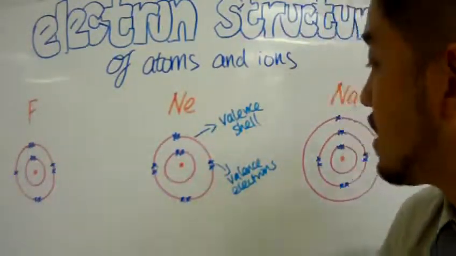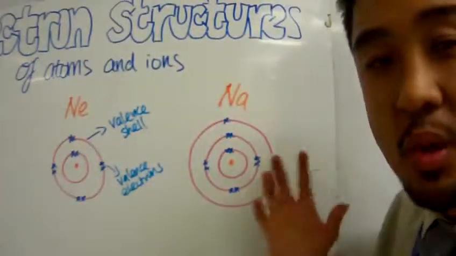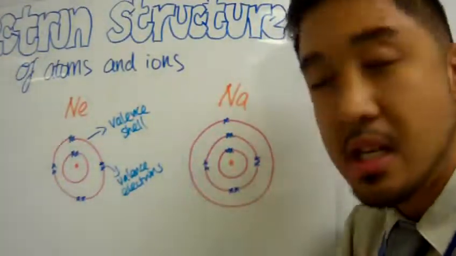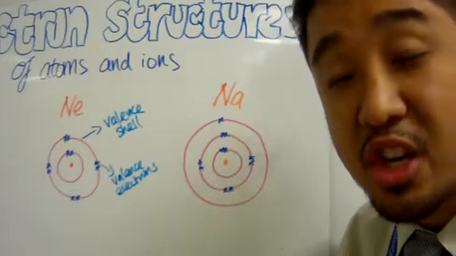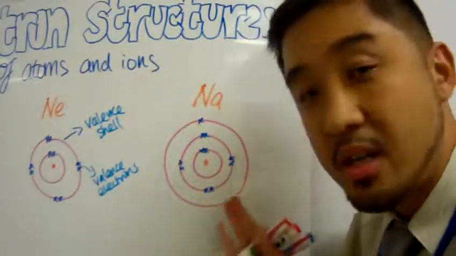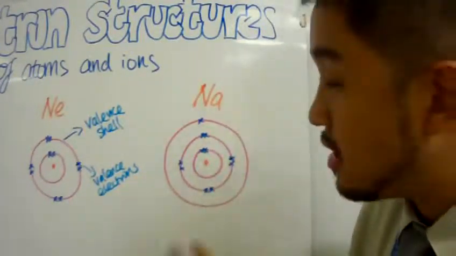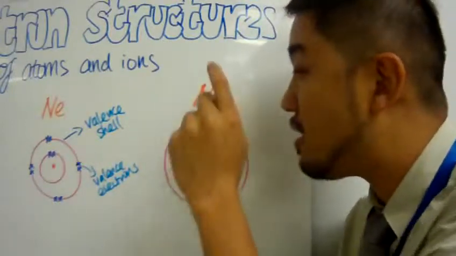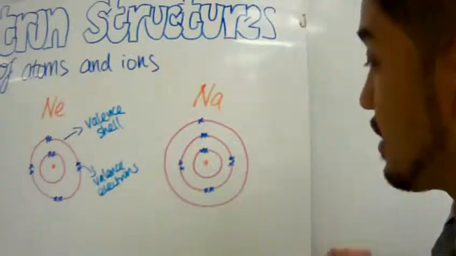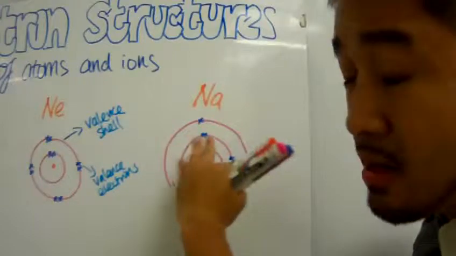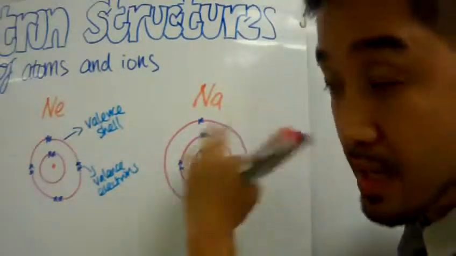So here we have sodium, and it has 3 energy shells because it's on the 3rd period. It has 2 in the first, 8 in the second, and it has 1 right there on the top, on the outside shell. It has 1 valence electron on the valence shell.